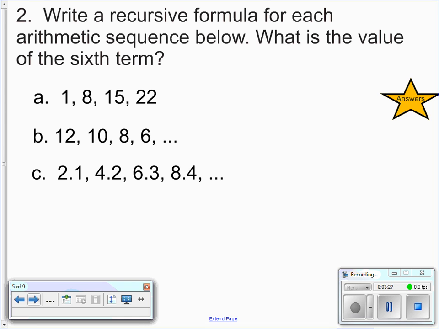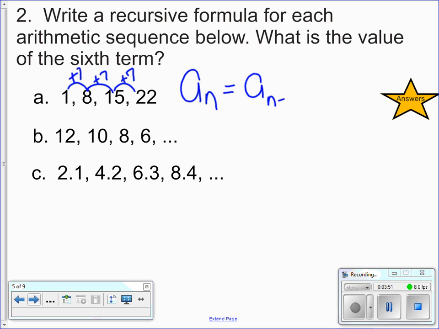All right, this says write a formula for each of the sequences. What is the value of the 6th term? Let's see what's happening here. This is going up by 7, and this is going up by 7, and this is going up by 7. So my arithmetic sequence would be a sub n equals a sub n minus 1, the previous term, plus 7, because that's my common difference. So the 6th term would then be 36.